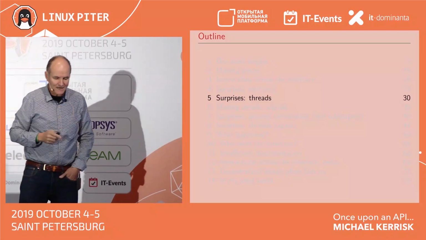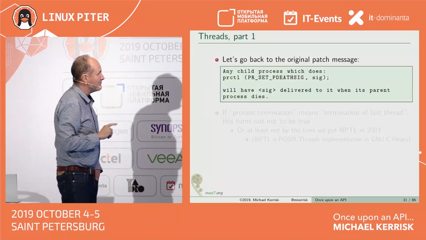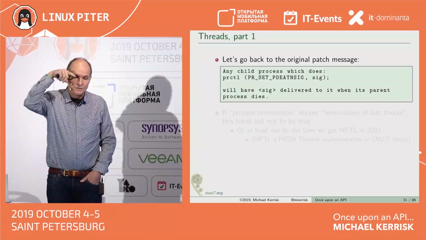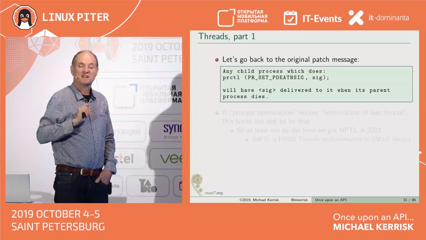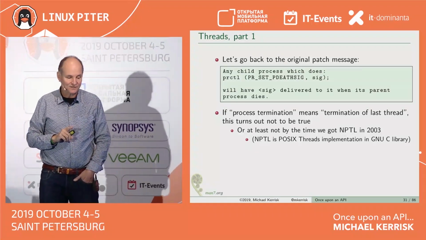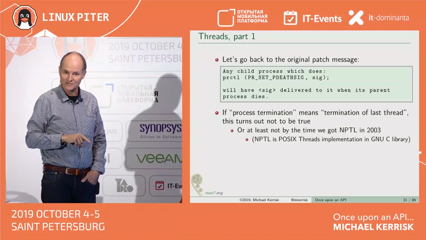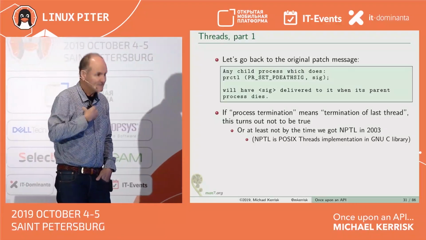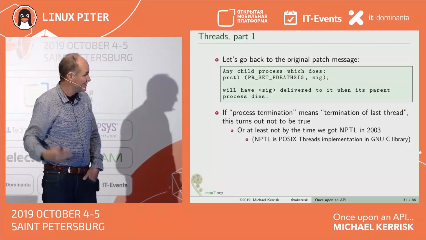Okay, some other surprises. Threads. Now, the original mail message here describes the feature PR_SET_PDEATHSIG. The child process will get a signal sent to it when its parent terminates. Now, if you think process termination means termination of the last thread in a multi-threaded process, then you're in for a surprise. I think of process termination as being all the threads in the process have terminated.